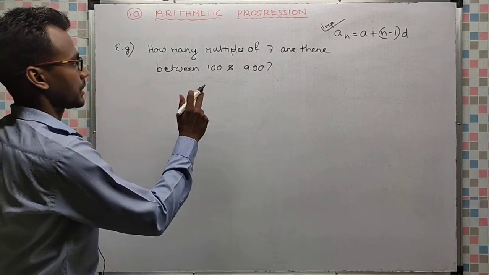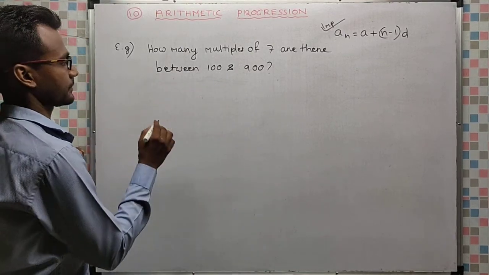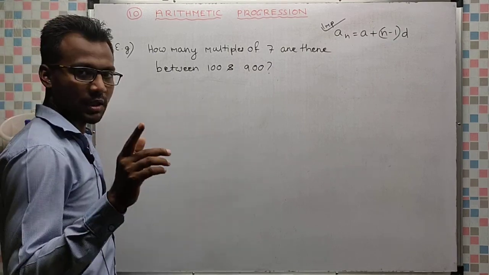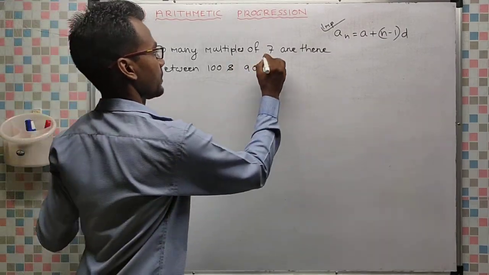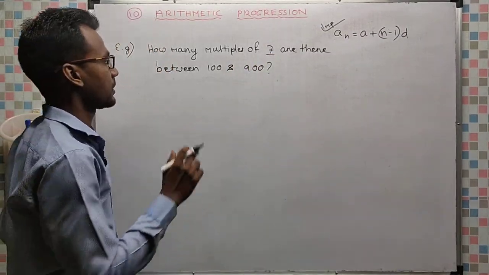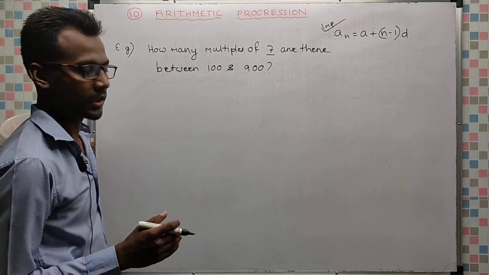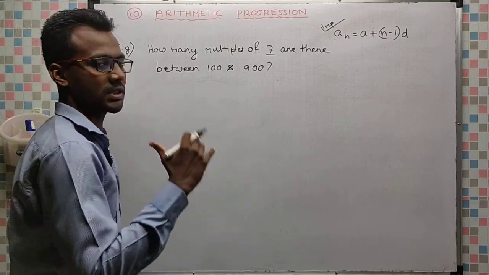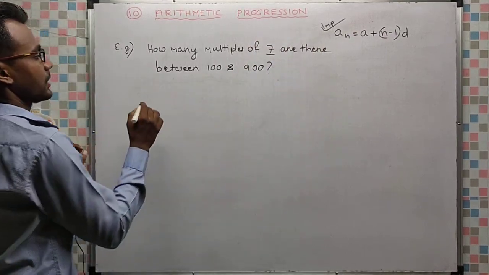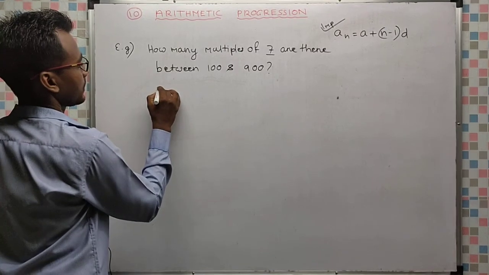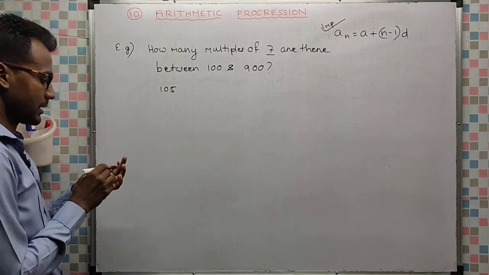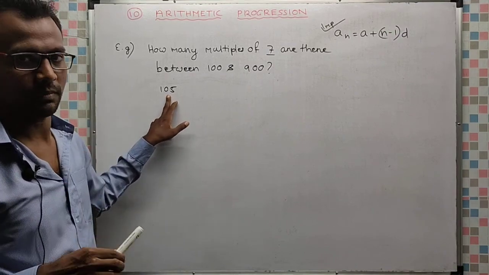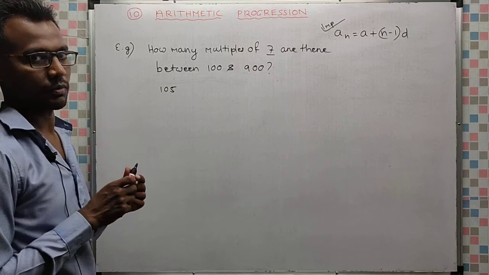Now let us find the AP. Find the multiples of 7. 100 is not a multiple of 7, so you have to find the first multiple of 7 just above 100. The first multiple is 105. See, it is divisible by 7: 7 into 15 is 105. So this is the first term of the AP.